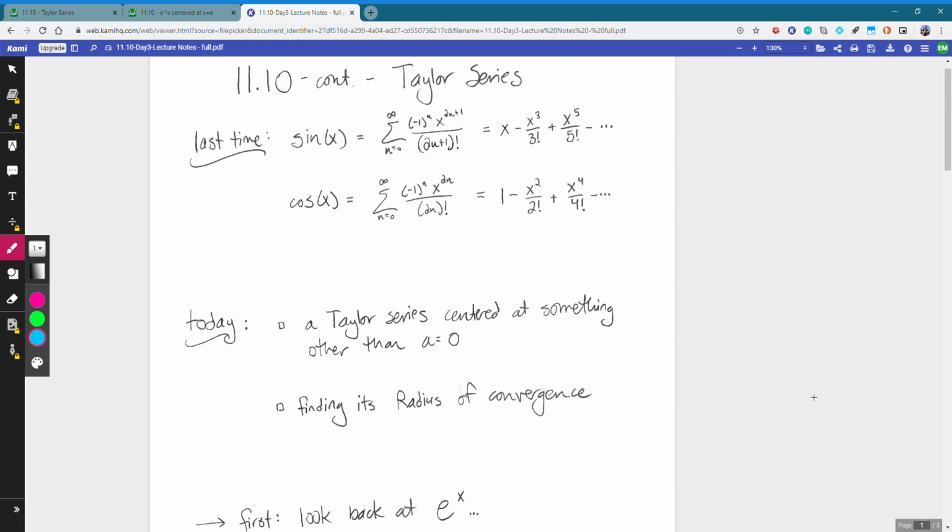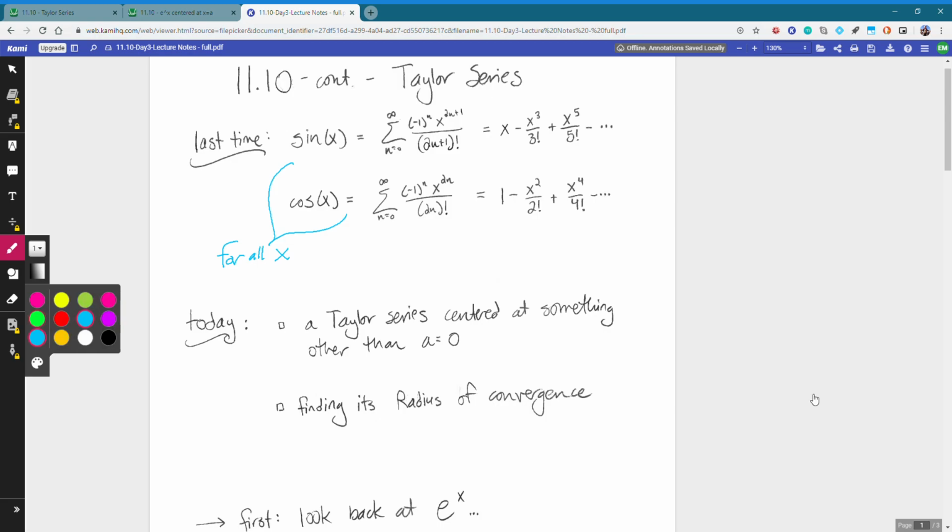Notice, sine of x uses the odd powers of x, and cosine uses the evens, which is kind of interesting. I don't know if we mentioned it explicitly last time, but both of these power series are good for all x. The radius of convergence for these power series is infinity. We can plug in any x here, and it's going to give us what sine of x or cosine of x is.